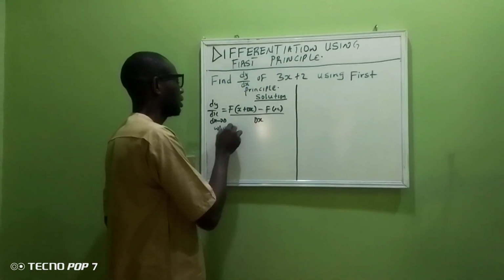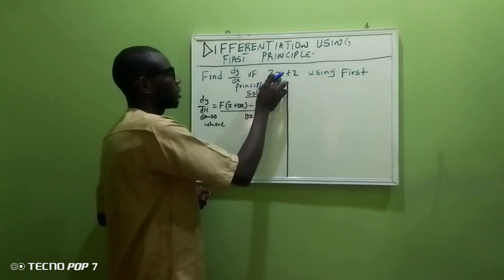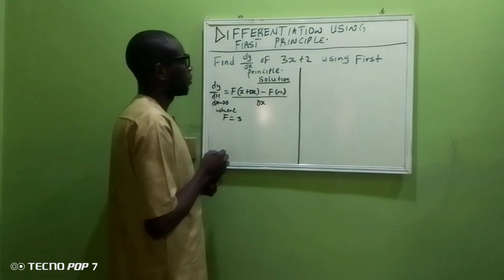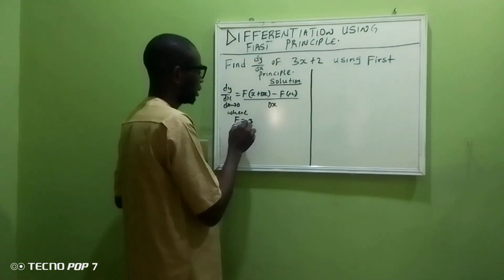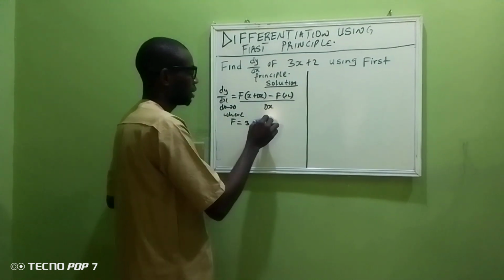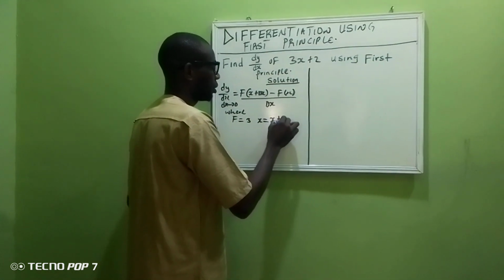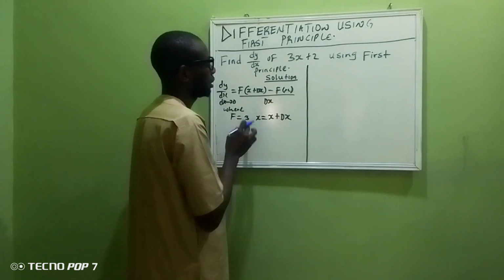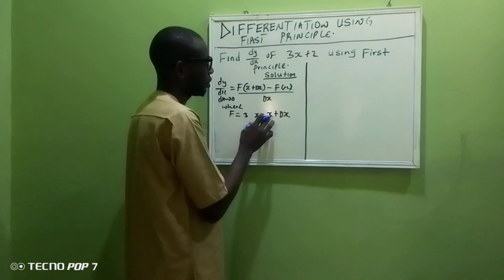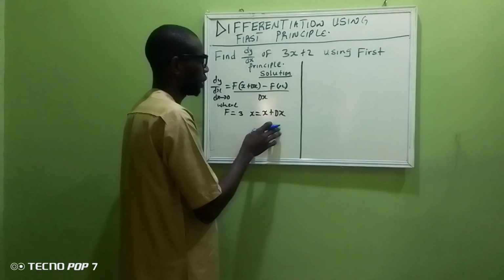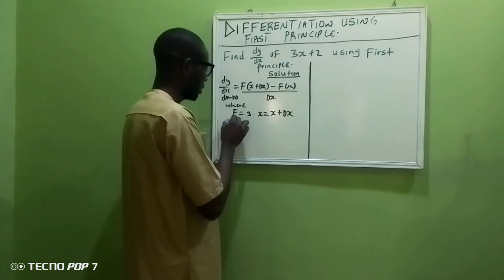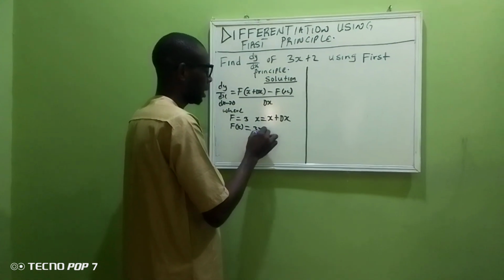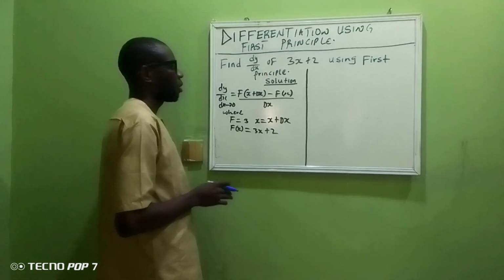What is our a in this given question? Our a is the coefficient of x. It means that our a is equal to 3. Then we want to identify what is our x. Our x is x plus δx. It means that anywhere you see x, you add x plus δx. If this x is carrying square, you are going to have x plus δx all square. And what is our f of x? Our f of x is the given question, which is 3x plus 2. So now we have gotten everything.